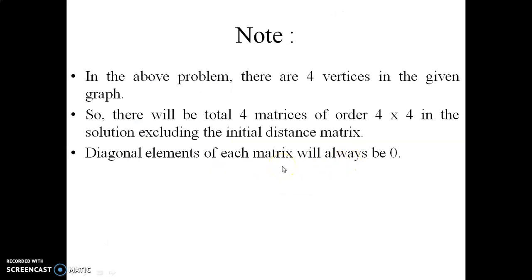You need to note certain points here. In the above problem, there are 4 vertices in the given graph. So there will be a total of 4 matrices of order 4 into 4 in the solution, excluding the initial distance matrix. And all the diagonal elements of each matrix will be equal to 0. So these are the points you need to remember.